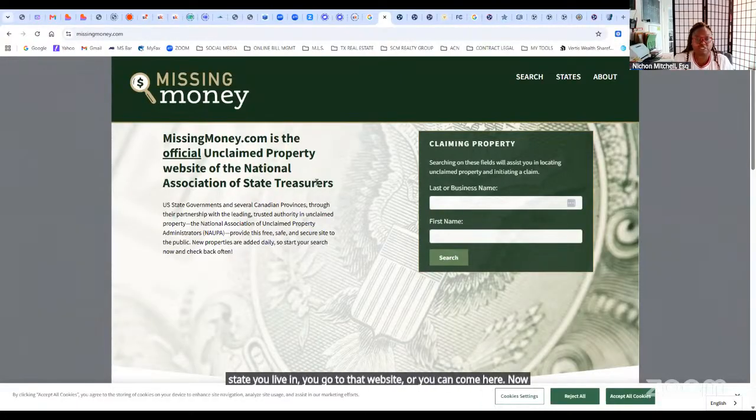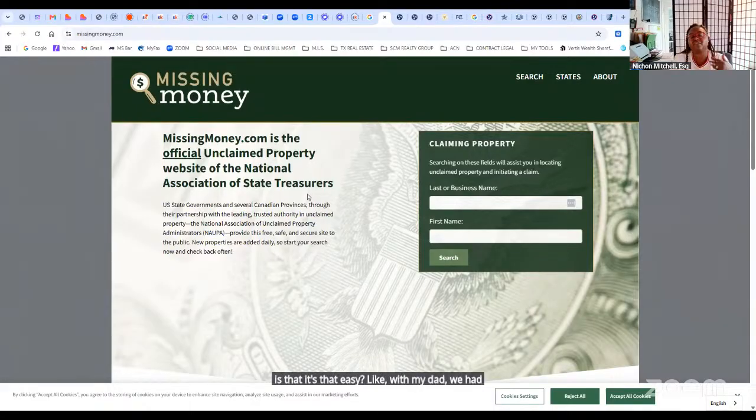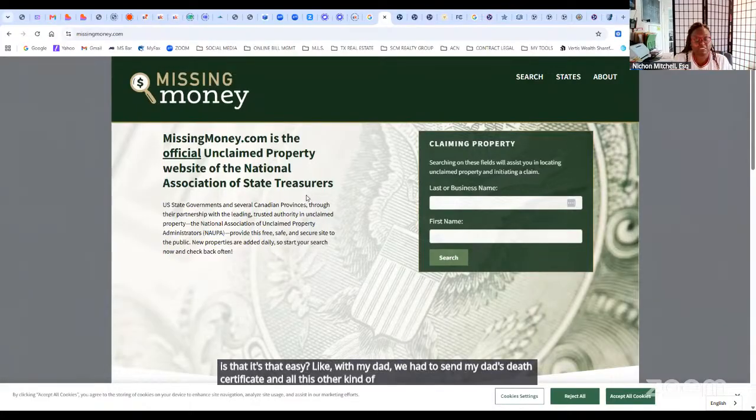Now, usually there shouldn't be a crazy process, but you are going to have to send in some kind of proof. Like my nephew, he's just going to have to send a picture of his driver's license and maybe a utility bill or something to prove where he is. It's that easy. Like with my dad, we had to send my dad's death certificate and all this other kind of stuff because he's deceased and the estate is trying to claim the money. But once they determine you're the rightful person, they're just going to turn it over to you.